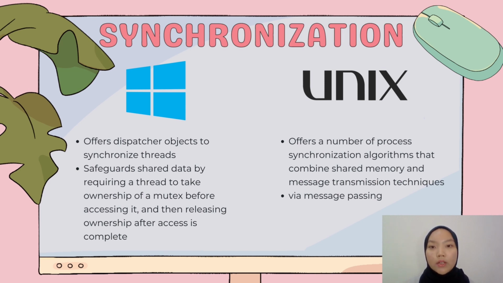Windows offers dispatcher objects to synchronize threads using a variety of technologies such as mutexes, semaphores, events, and timers. The system safeguards shared data by requiring a thread to take ownership of a mutex before accessing it and then releasing the ownership after access is complete.